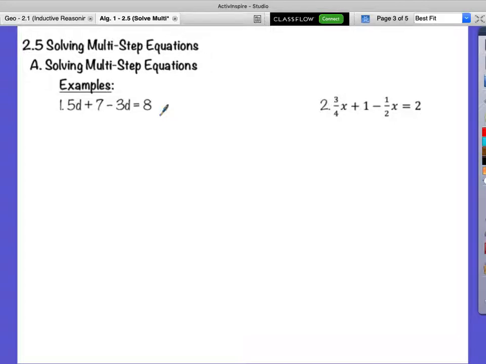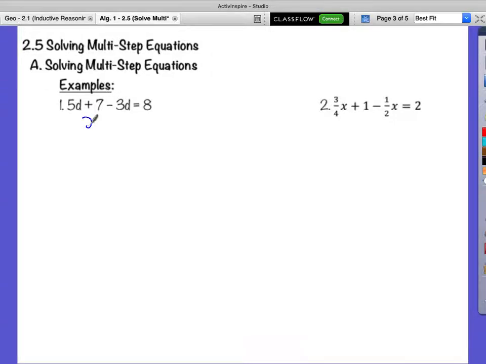Anyone have an idea of what we might do first? Levi: it's still reverse PEMDAS. Okay, it's still going to be reverse PEMDAS, but we have to do one thing before that. Yes, combine like terms. Right now, do we see 5d and negative 3d on the same side of the equal sign? Yeah, so we can combine those. What do those become?